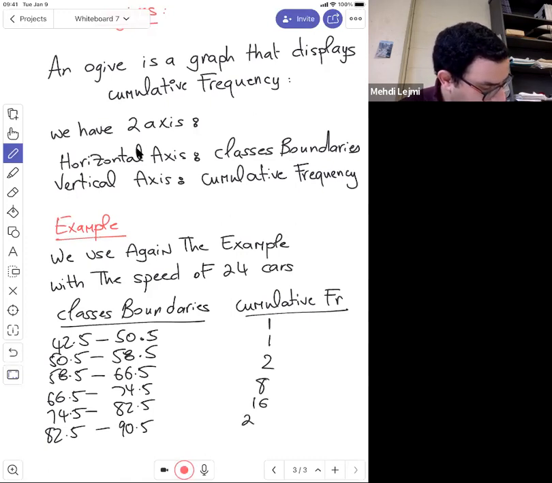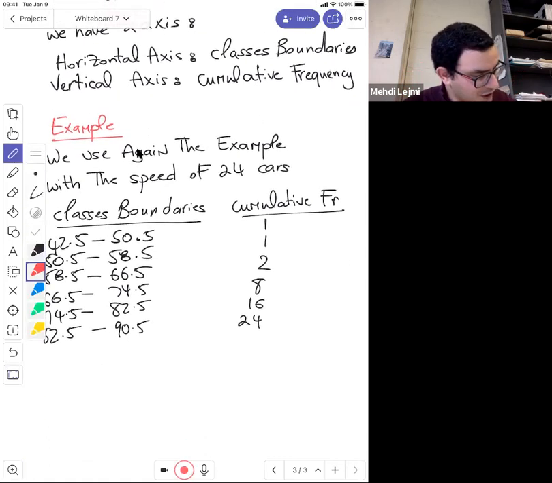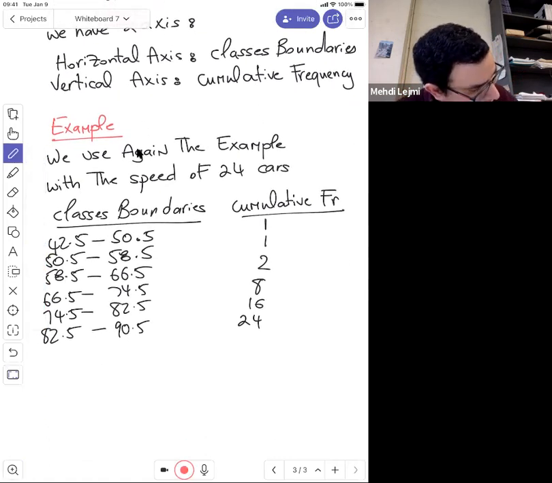And then cumulative frequency of the last class is 24. And again, guys, I already explained these numbers last week. You can just check the notes of last week. Now, I'm gonna graph my ogive. So the goal of this example, the question, is to graph the corresponding ogive.